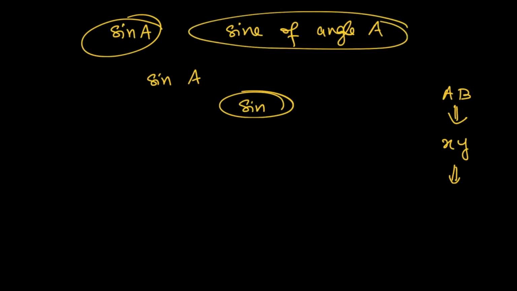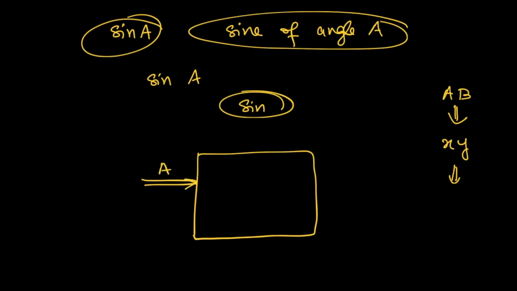You can also say that suppose this is a black box, and if you feed A to this as input, it gives sine A. You can think of this as an input-output relationship. We call such relationships functions, and soon we will be able to represent these trigonometric ratios as trigonometric functions. We'll soon see that. But for the time being, sine is like a black box which takes in an angle as the input, and then it gives a number as the output.